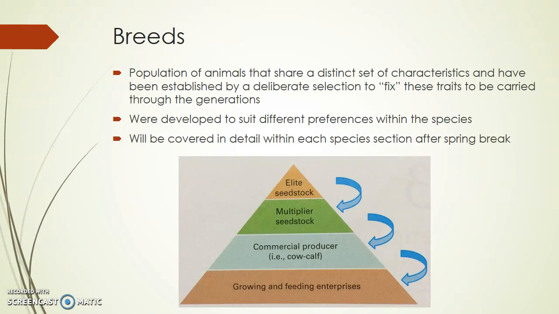If we talk about breeds, they are populations of animals that share a distinct set of characteristics, established by deliberate selection to fix these traits to be carried through the generations. That's where the different breeds and breeding associations came about. They identified features in certain animals that they liked, that they wanted to keep as pure as possible, or keep more accurate records of. It was done to suit different preferences within the species.